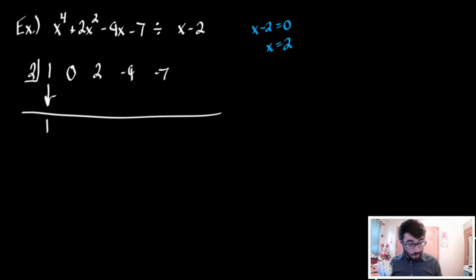So I now go ahead and I multiply the number underneath the line, 1, by the number in the box, 2. So that multiplies to 2, and then we add, and that's going to add the 2.